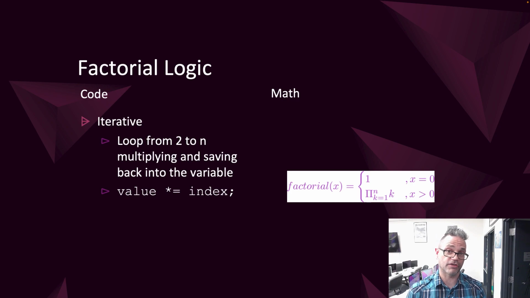On the math side, for identifying this as a series, we say factorial of x is equal to 1 such that x is 0, or the product from n to k, such that k is 1 all the way up, and such that x is greater than 0.